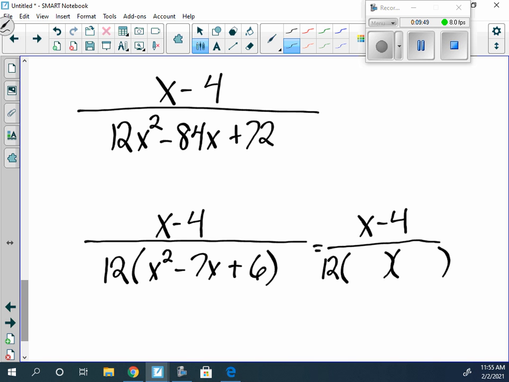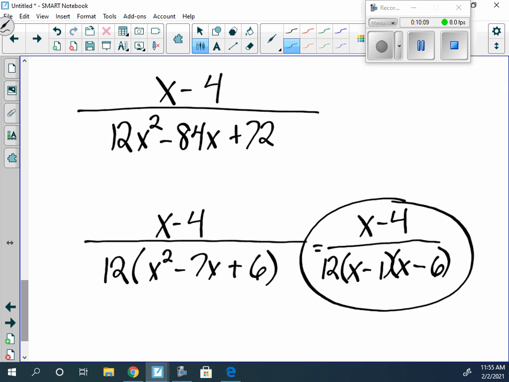the two sets of parentheses. Since the 6 is positive, the signs are the same, and they're going to match the sign of the middle term, so they're both going to be negative. Our factors of x squared are going to be x and x, and our numbers are going to be 1 and 6. So this here would be our final answer.